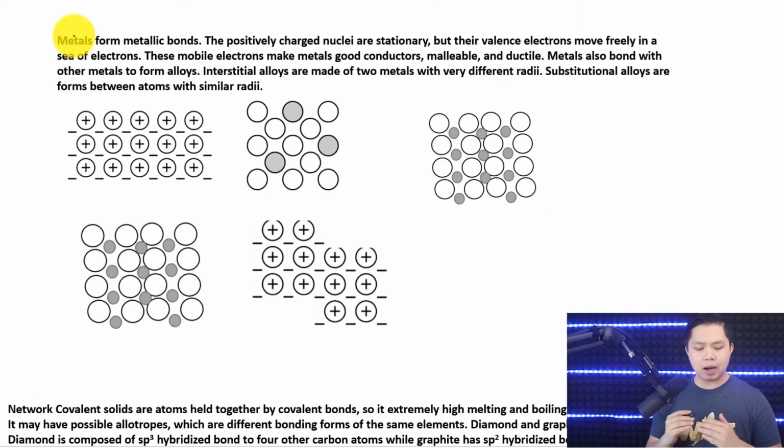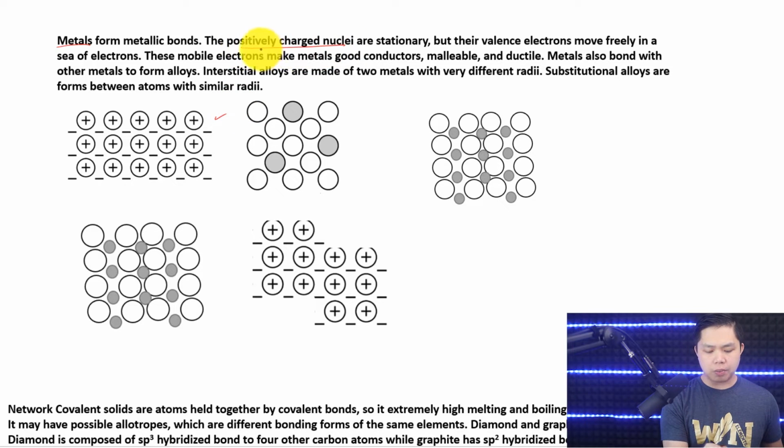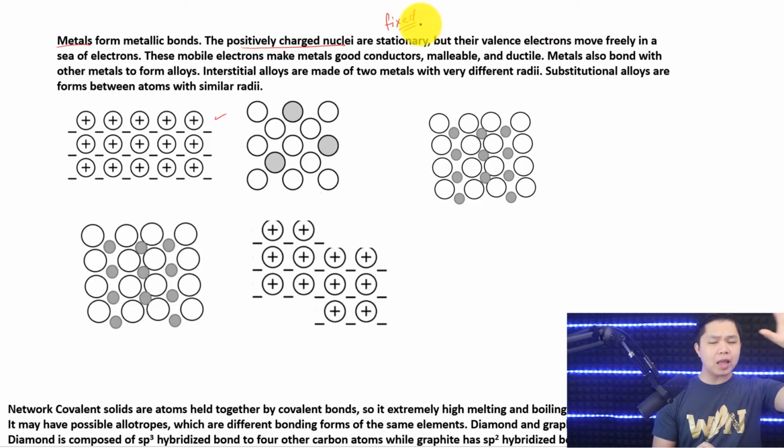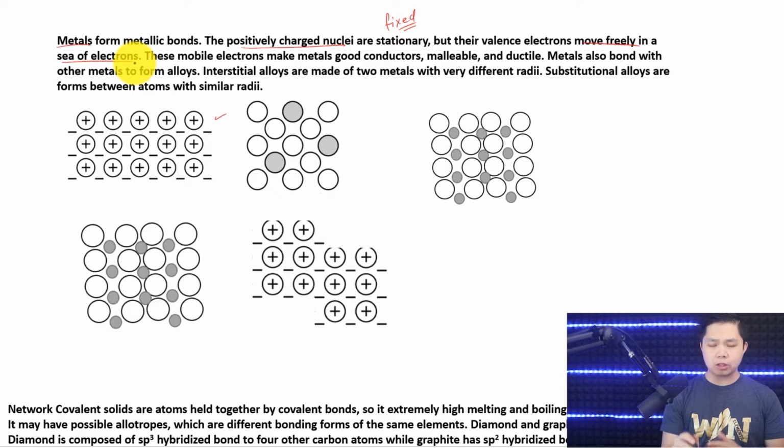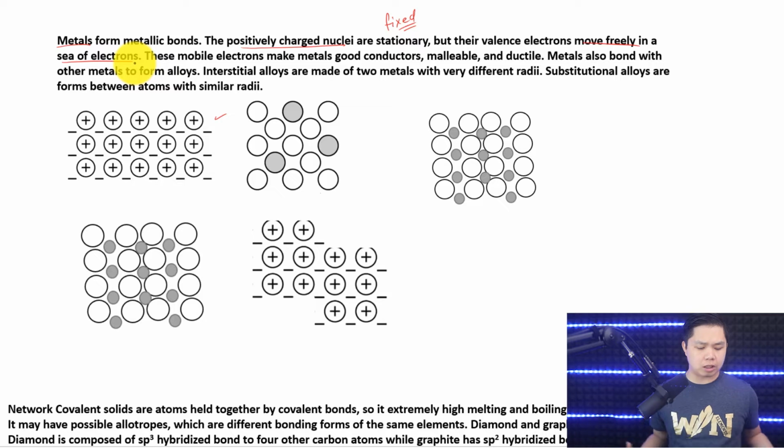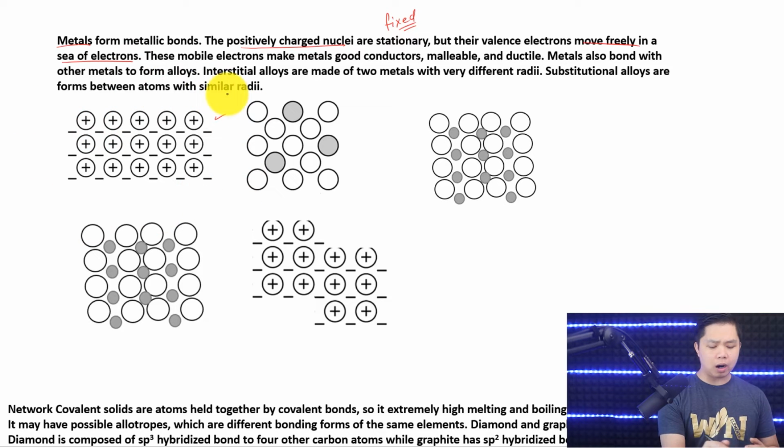Now let's go down and look at another type of solid, which is metals. We have all seen metals, and metals are formed from metallic bonds. Here is a diagram to illustrate the structure of a metallic substance. What we have here is the nuclei, which are positive charges and stationary. Stationary basically means fixed in one location. But the valence electrons are allowed to move freely in the sea of electrons. Think of the word sea like an ocean of electrons. So electrons are allowed to move anywhere in the substance.